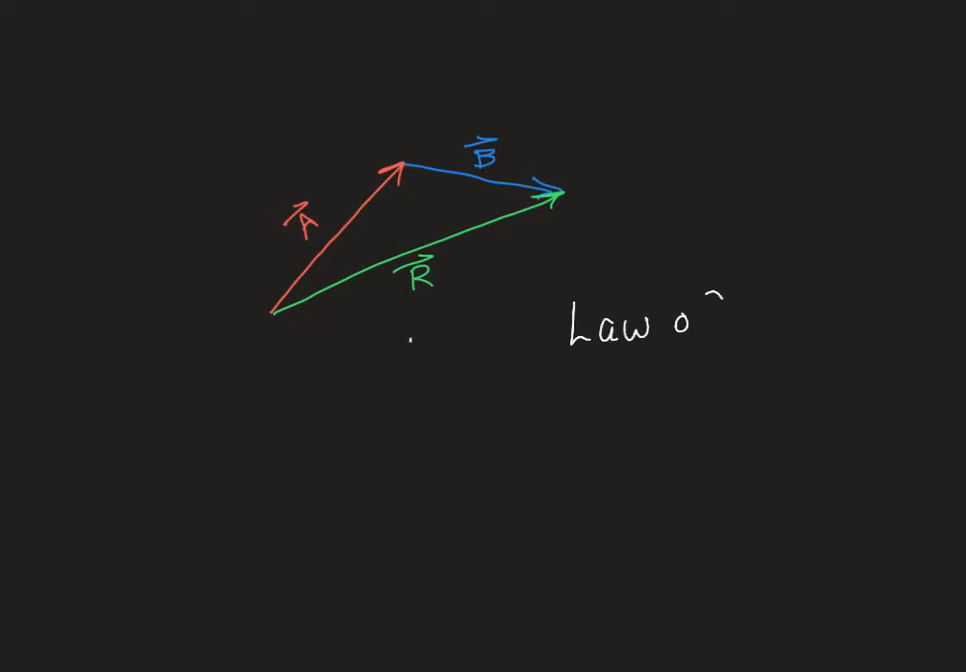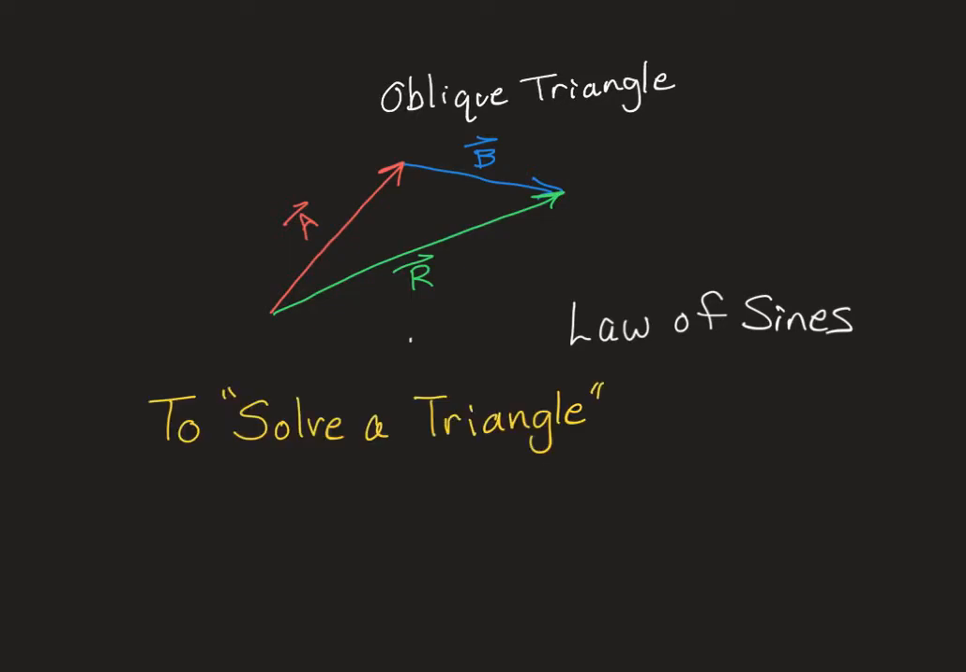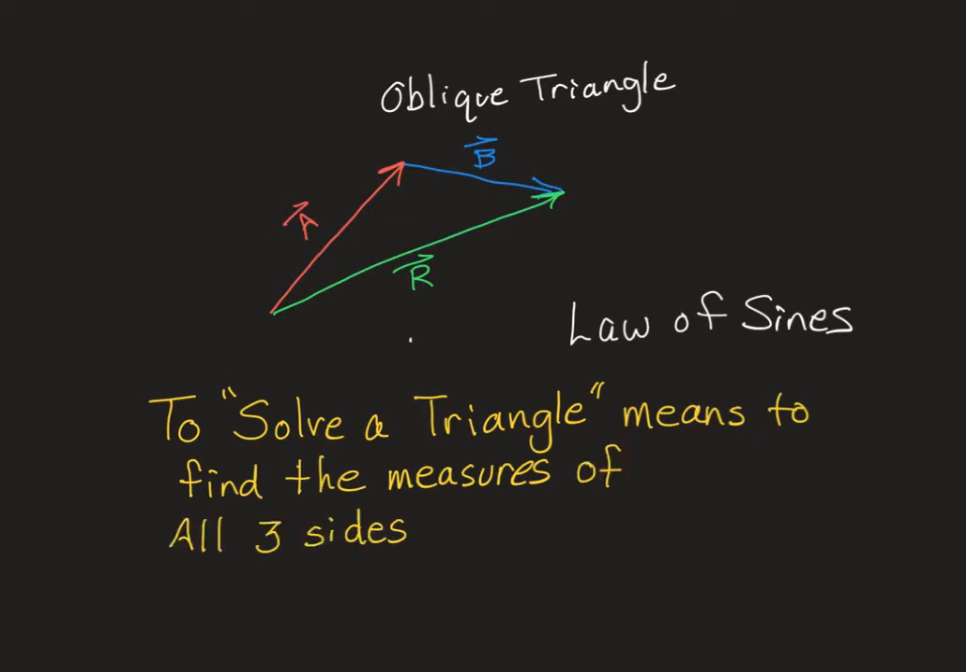Today we're talking about the law of sines. The law of sines lets us deal directly with oblique triangles like this one. An oblique triangle is simply a triangle that is not a right triangle. You need one more definition. To solve a triangle means to find the measures of all three sides and all three angles. So I hope you remember your geometry because you're going to need it.